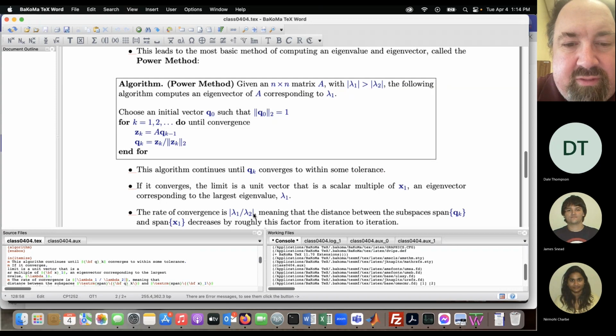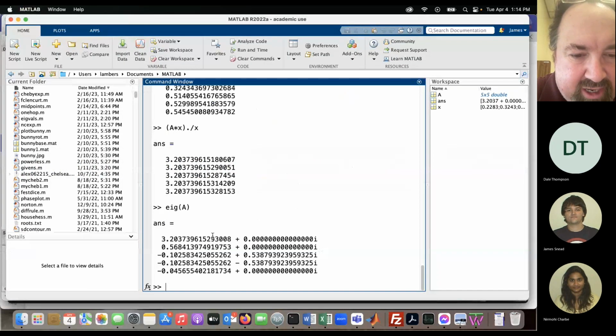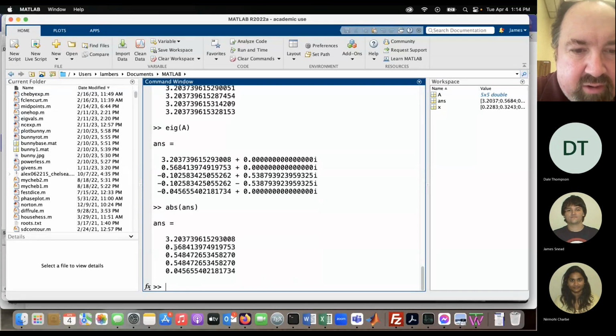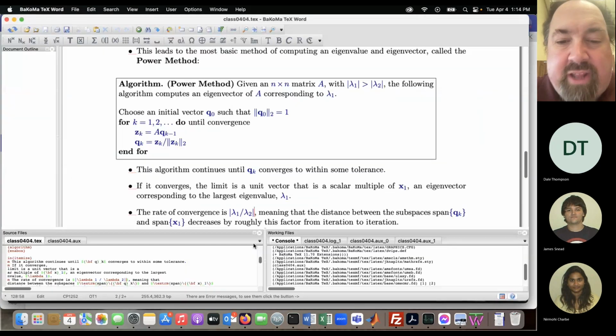What this means is if lambda 2 is much smaller than lambda 1, which is kind of what we saw here, this right here is the second largest eigenvalue, but that's still significantly smaller than the largest. If I do absolute value of all these, actually, right, this is the second largest. Because of this big gap in magnitude between the largest and second largest, that's why we saw convergence was pretty quick. Whereas if these two were much closer in size, that would drastically slow down convergence.